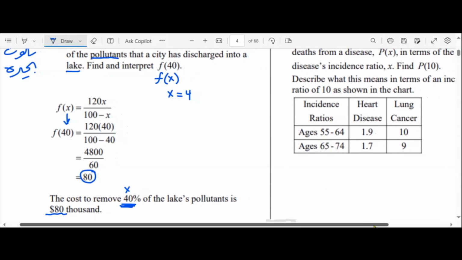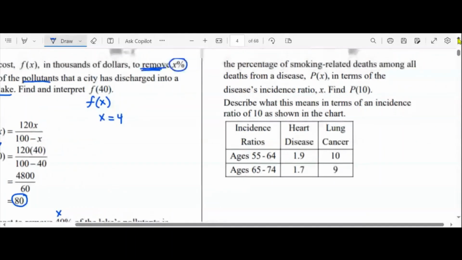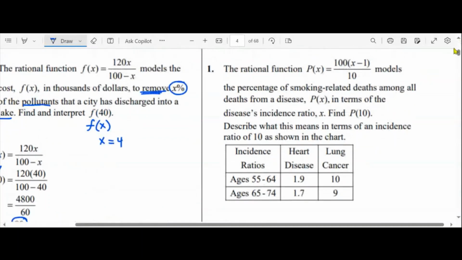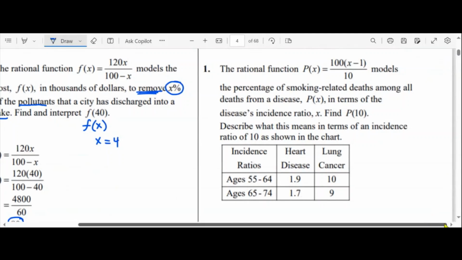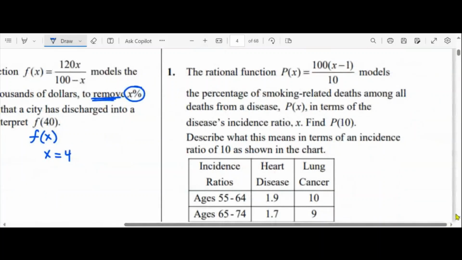I need someone to read. Who can read? Somebody to read? Yes. The rational function D of x equals 100 times x minus 1 over x models the percentage of smoker-related deaths among all deaths from diseases, in terms of the disease incidence ratio x. Find D of 10. Describe what this means in terms of an incidence ratio of 10 as shown in the chart.